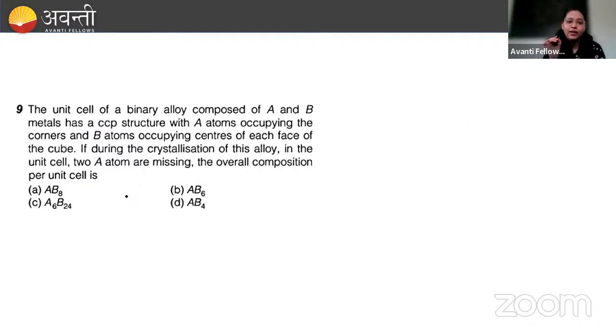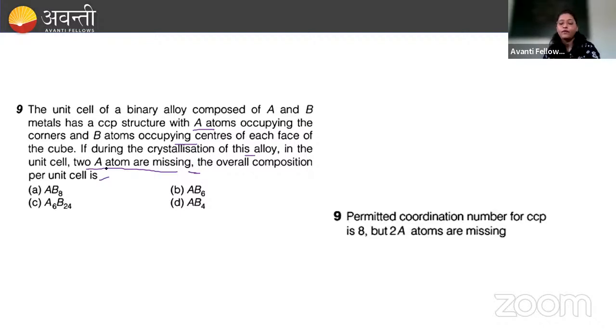Next, a unit cell of a binary alloy compound of A and B metals has a CCP structure, that means FCC structure. Atom A occupies the corners and B atom occupies the center of each face of the cube. If during crystallization of this alloy, 2 A atoms are missing in the unit cell, what will be the overall composition of the unit cell? Here A was present at the corners of the CCP structure.